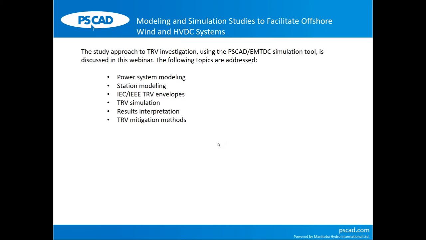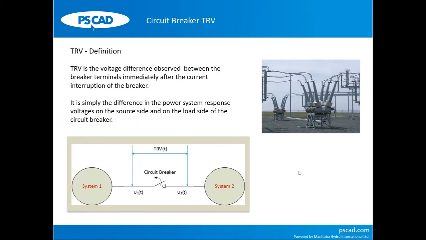Okay, so as an introduction, TRV is the voltage that would appear across the breaker immediately following a current interruption, right? To interrupt a current, you have to start opening the breaker. You have to pull the poles apart. When you pull the poles apart, the current does not get interrupted right away, right? Inside the breaker, between the poles, an arc will get established. So the current will keep flowing through this arc.